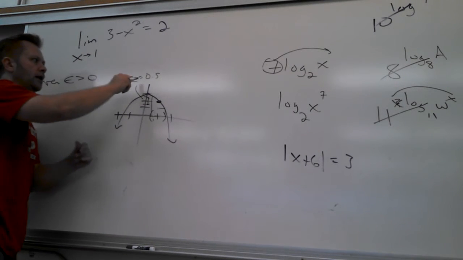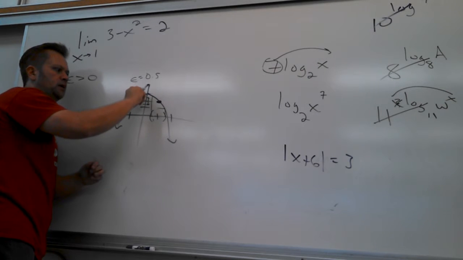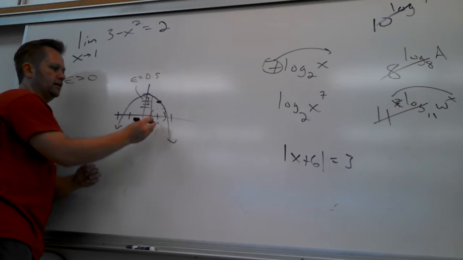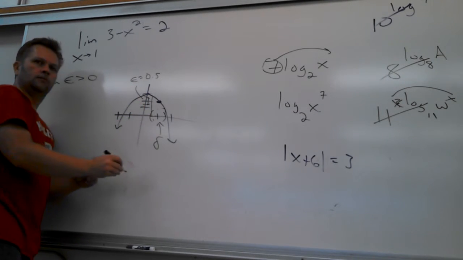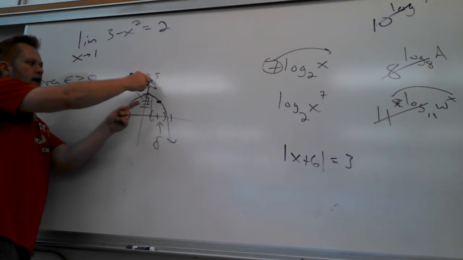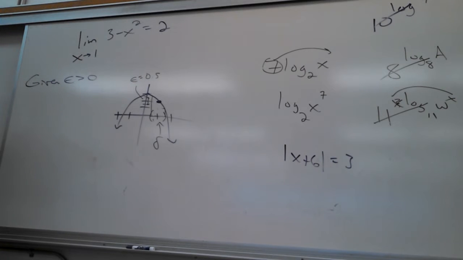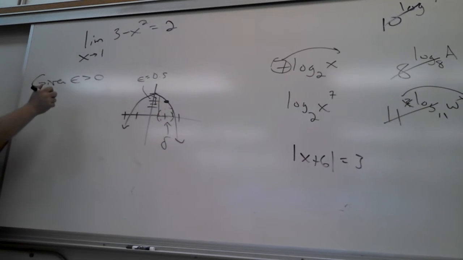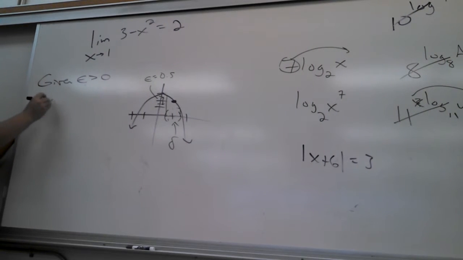So what this is really saying, no matter how close this person says you have to be, I can always find a delta around there that I actually can be that close for my outputs. I keep saying this, but I desperately want to show you on the calculator how to do this. So given that epsilon, meaning I want to be that close.